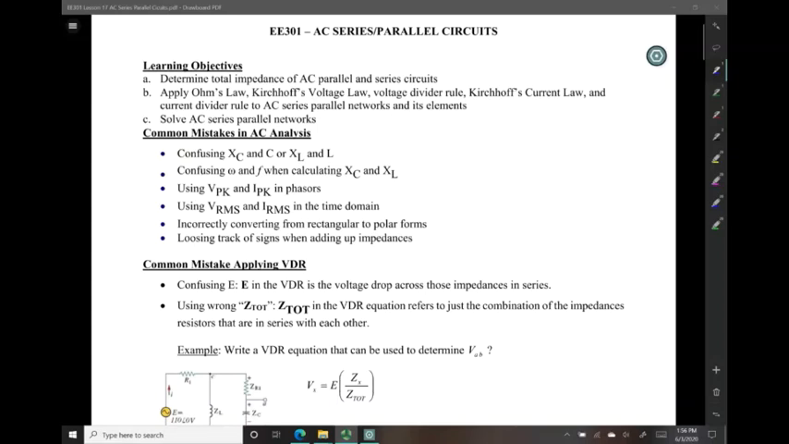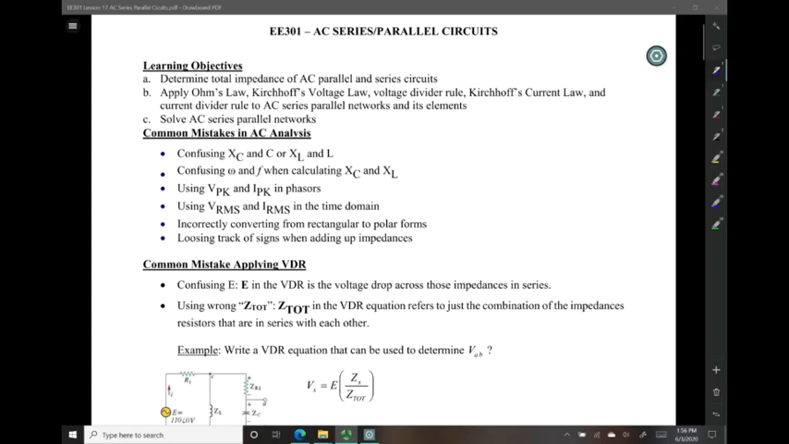In this lesson, EE301, we're going to be discussing AC series and parallel elements. However, our primary focus will be addressing a lot of the common mistakes we see in AC circuit analysis, including mistakes with the voltage divider and current divider rules.